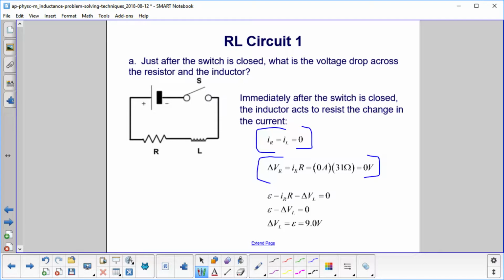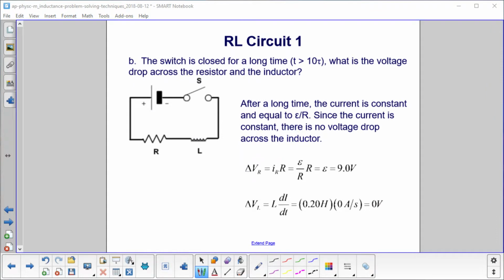Then we apply Kirchhoff's loop rule, and we have E, the EMF, and we have a negative for the voltage drop across the resistor. We're going to take our loop this way in the same direction as the current. Then the convention for the voltage across the inductor, since we anticipate the current's going to increase from 0 to some number, we put a negative here. We do the algebra, and we find all the voltage drop is across the inductor. It is 9 volts.